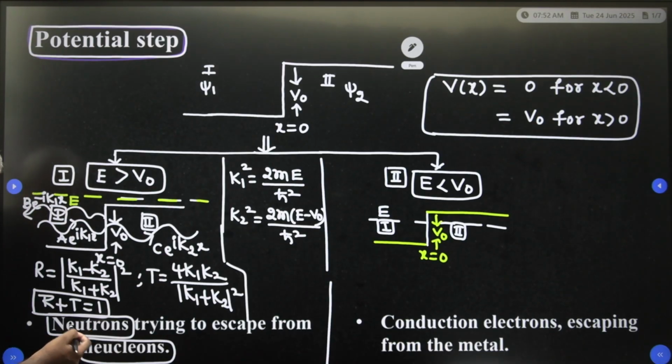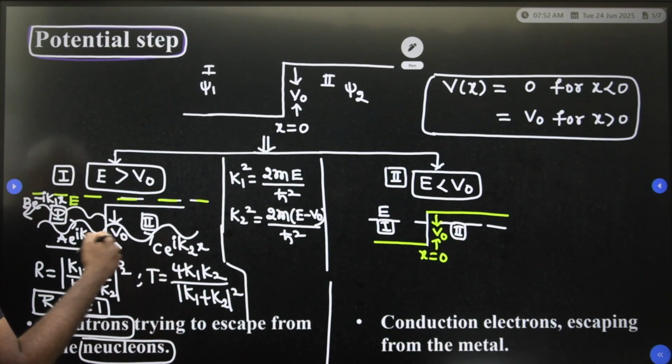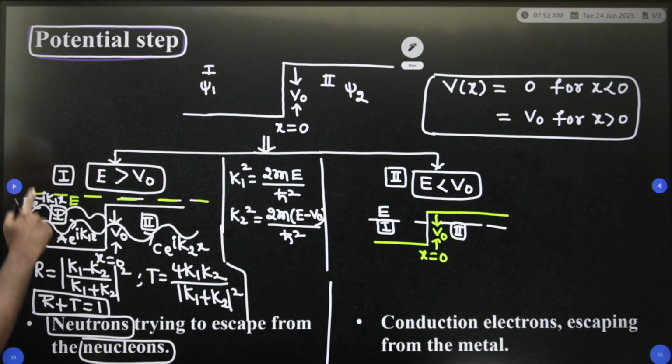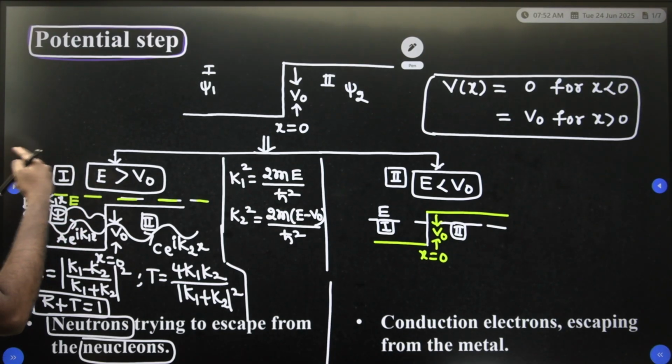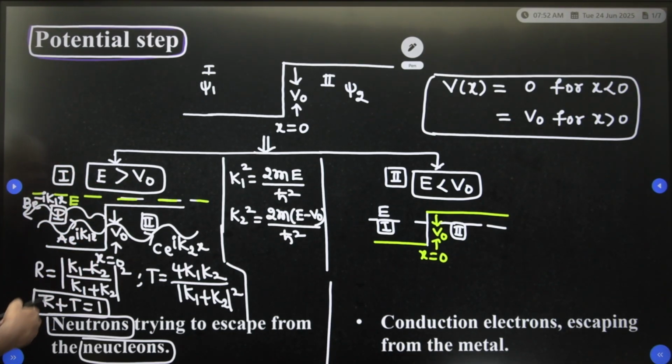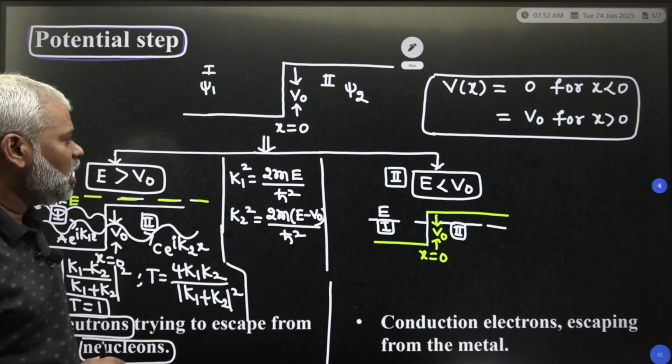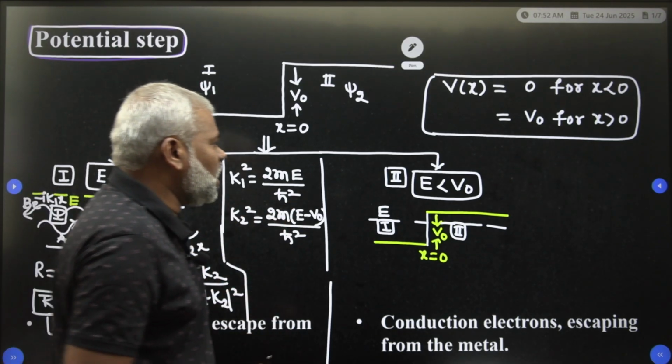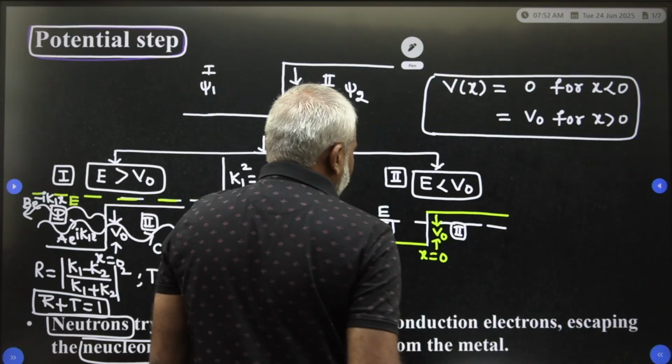Neutrons trying to escape from the nucleus, that is the example when energy is greater than the barrier height or potential energy. Now, we need to discuss the case when E is less than V naught.